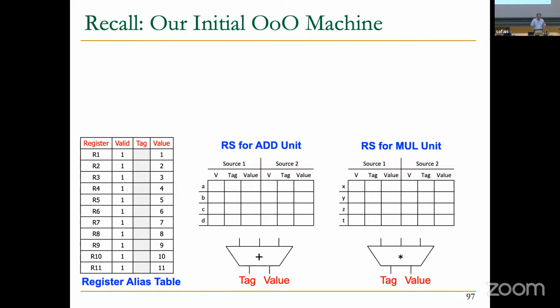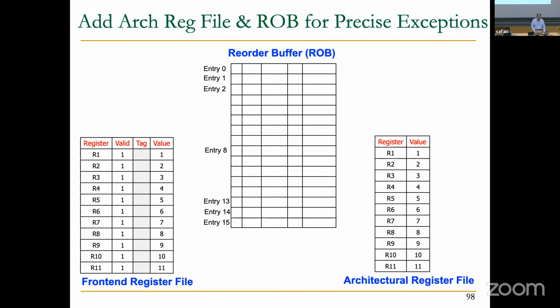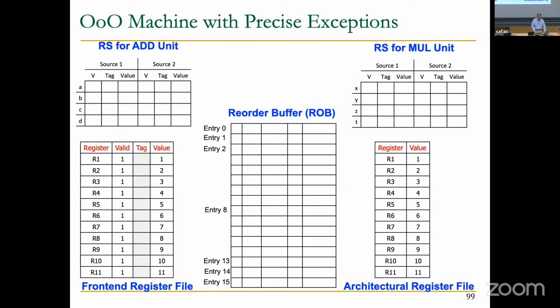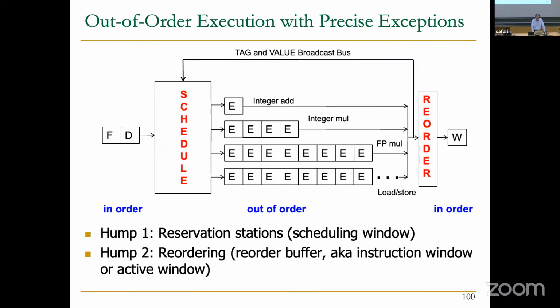Okay, this is our initial out-of-order machine, like this reservation station and register alias table. We need to add this reorder buffer in between. And basically, the task of the reorder buffer is very similar to what you have learned today. It's not really magic.